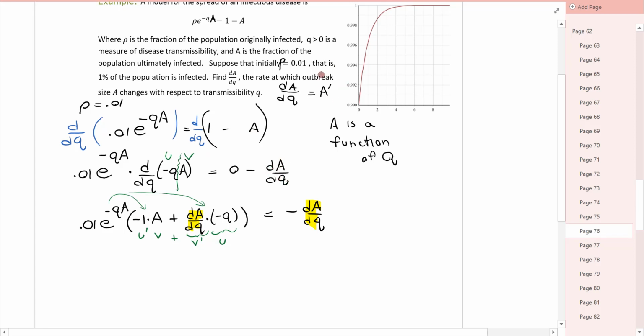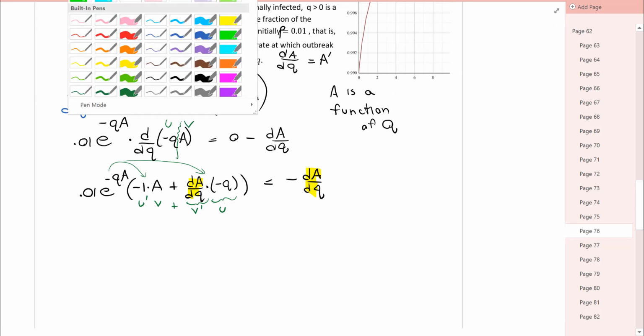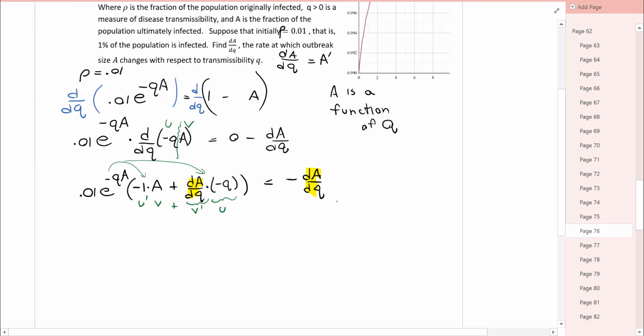Or you could, if you want, call it a prime. But it's just an operator telling you take the derivative of whatever follows with respect to q. So it's more like instructions. But because a is a mystery function of q, we don't know what dA/dq is, or a prime. So we're just calling it dA/dq.